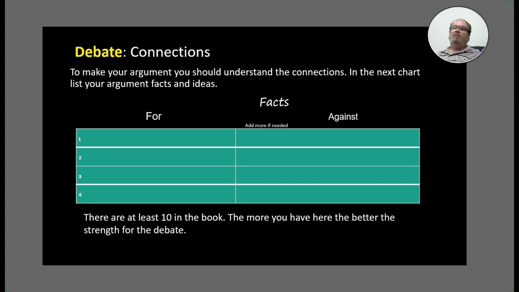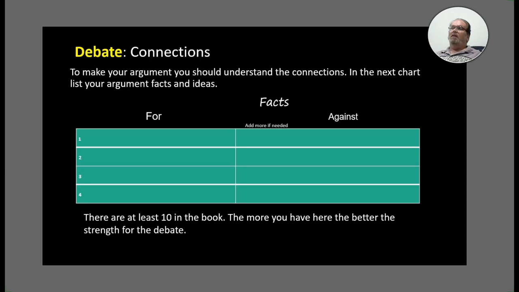Debate is all about connecting. Connecting your argument to the idea, connecting your team people to each other through your arguments and facts and ideas. And so we have this facts sheet. What's nice is that you can take this facts sheet, which will be for and against, to your debate because everything is quick and easy to find.